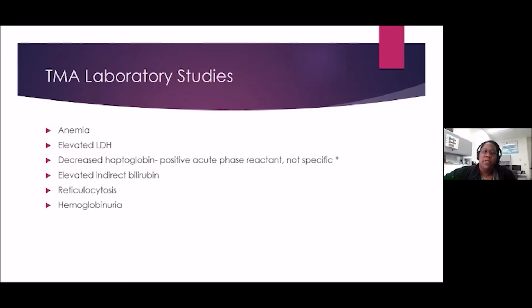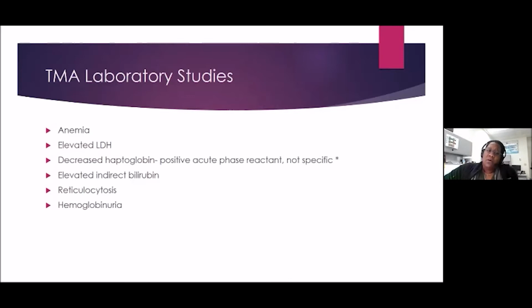The reason you see elevated LDH is because when the red cells lyse, when they hemolyze, they release LDH. But also when you have occlusion in the vasculature, you have ischemia in your organs. And so some of the cells are dying, they're stressed, they're upset, and they release LDH as well.